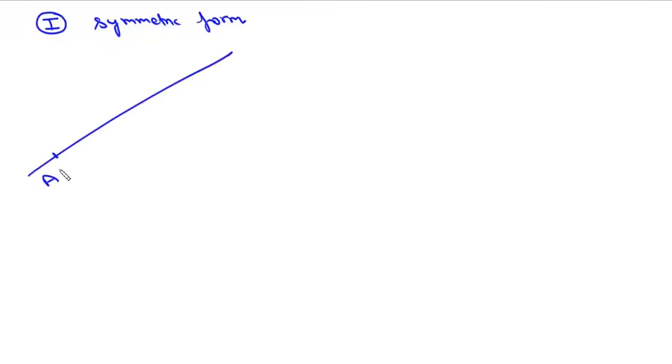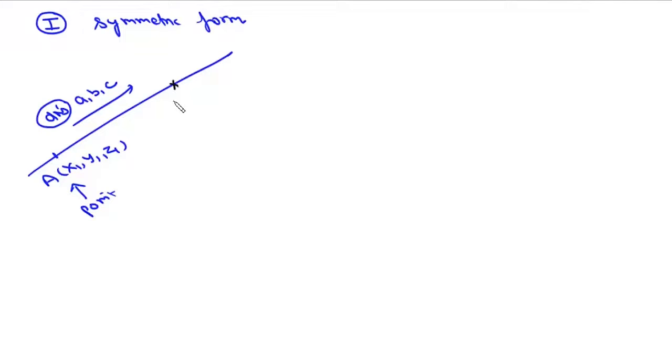So now we'll actually start writing equation of line. Now this first equation is symmetric form. Now in the symmetric form, we'll be given a point on this line, say A, and that is x1, y1 and z1, and we are given direction ratios of this line. So suppose direction ratios are A, B and C. So we'll be given a point and we'll be given direction ratios, and we need to find equation of this line.